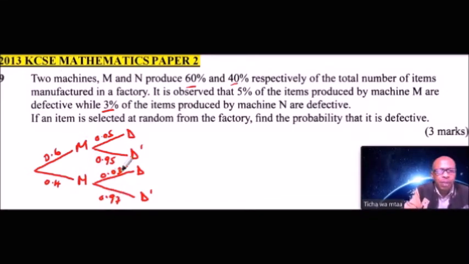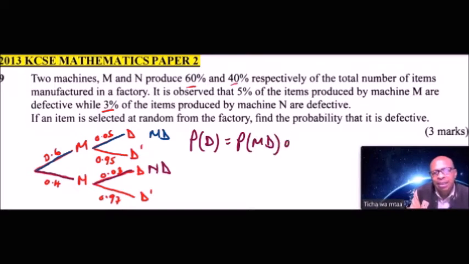Now, with that, since we are told to find the probability that when an item is selected at random, it is defective, we follow this. An item is produced by machine M and it is defective. So this is M and it is defective. Or an item is produced by machine N and it is defective. So it is N and it is defective. Here we are talking of defective, so we use D. So we say that the probability of picking an item that is defective is equal to the probability of being produced by M and it is defective, or the probability of being produced by N and it is defective.